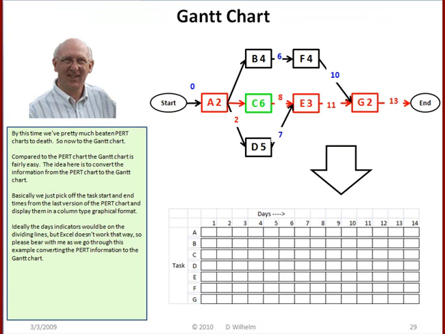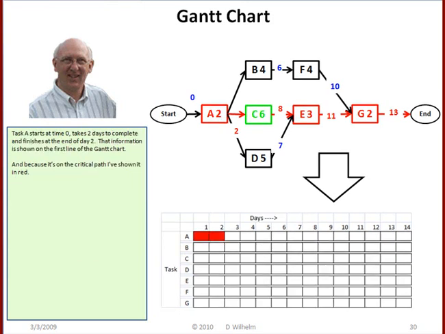The idea here is just to convert the information from the PERT chart to the Gantt chart. Basically, we just pick off the task start and end times from the last version of the PERT chart and display them in a column-type graphical format. Ideally, the days indicator would be on the dividing lines, but Excel doesn't really work well that way, so please bear with me as we go through this example converting the PERT information to the Gantt chart.